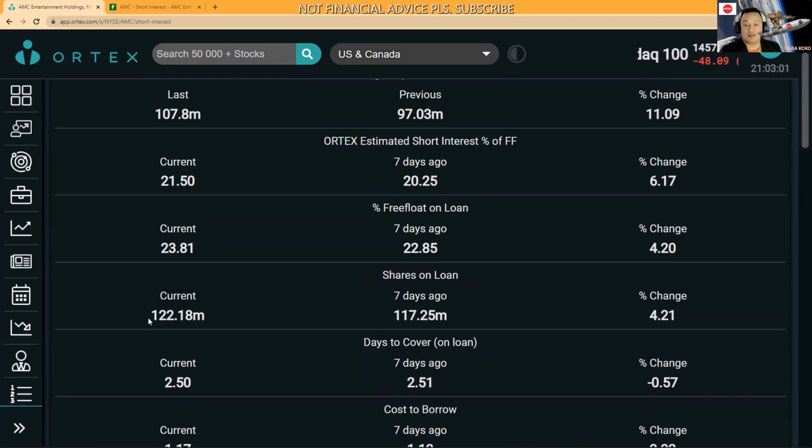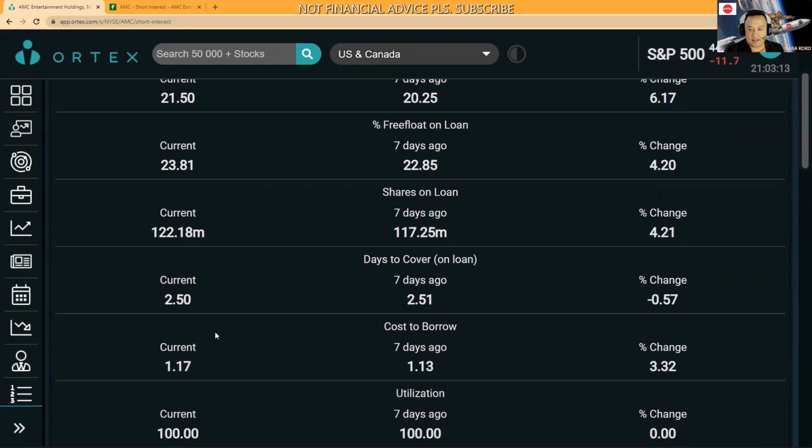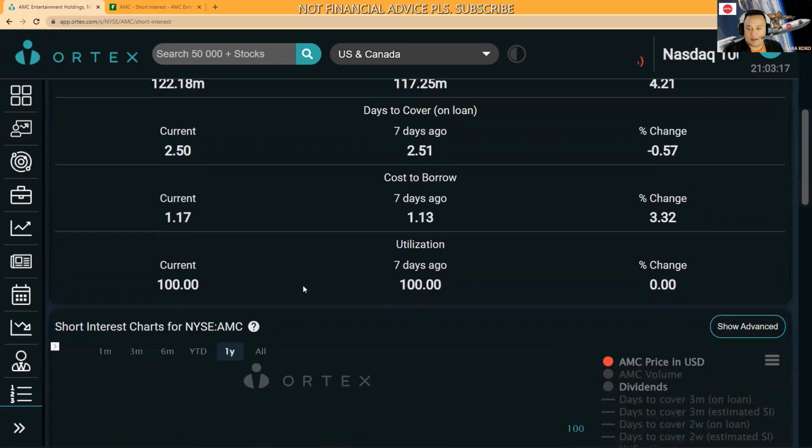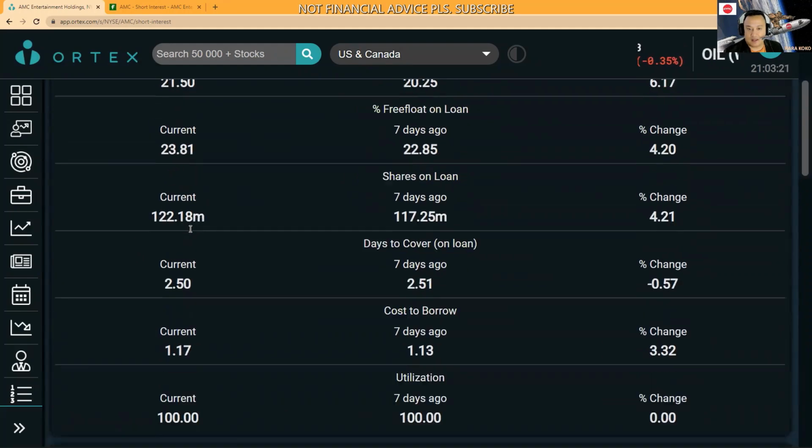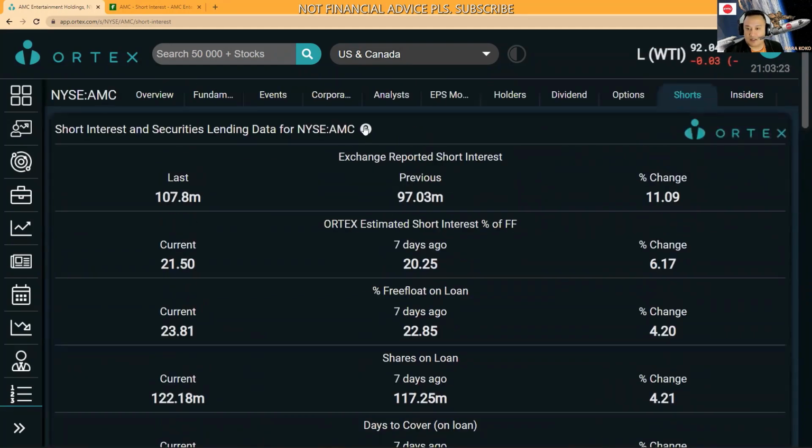There is about 122.18 million borrowed shares on loan right now by the short sellers. Okay, the current cost to borrow is 1.17. The utilization right now is 100%.